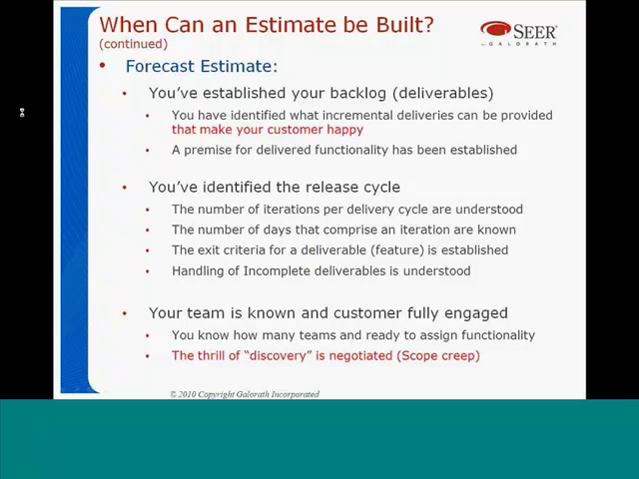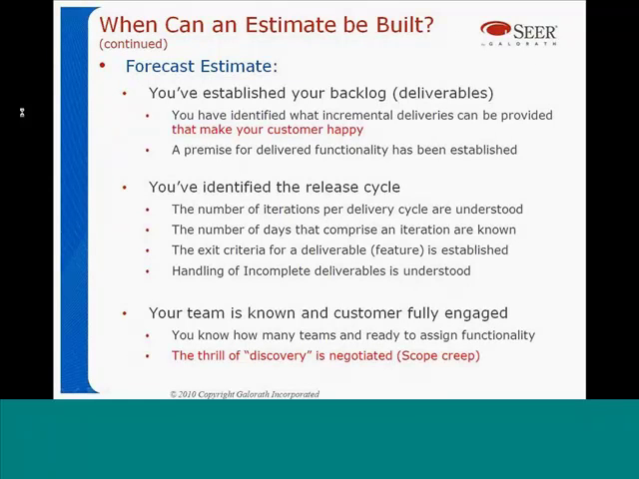You also need to identify what that release cycle is going to be. How many iterations you're going to have per delivery cycle, how many days that you think there should be to an iteration. Because in an Agile method, you typically want to have all your iterations of the same fixed length period of time. And the reason you're doing that is for estimation purposes. You now have a mechanism by which you say, at such and such a point in time, we're going to deliver this feature or this type of capability to you, Mr. User. And then finally, you need to have a good understanding of your team and make sure that your team and your customer is fully engaged.